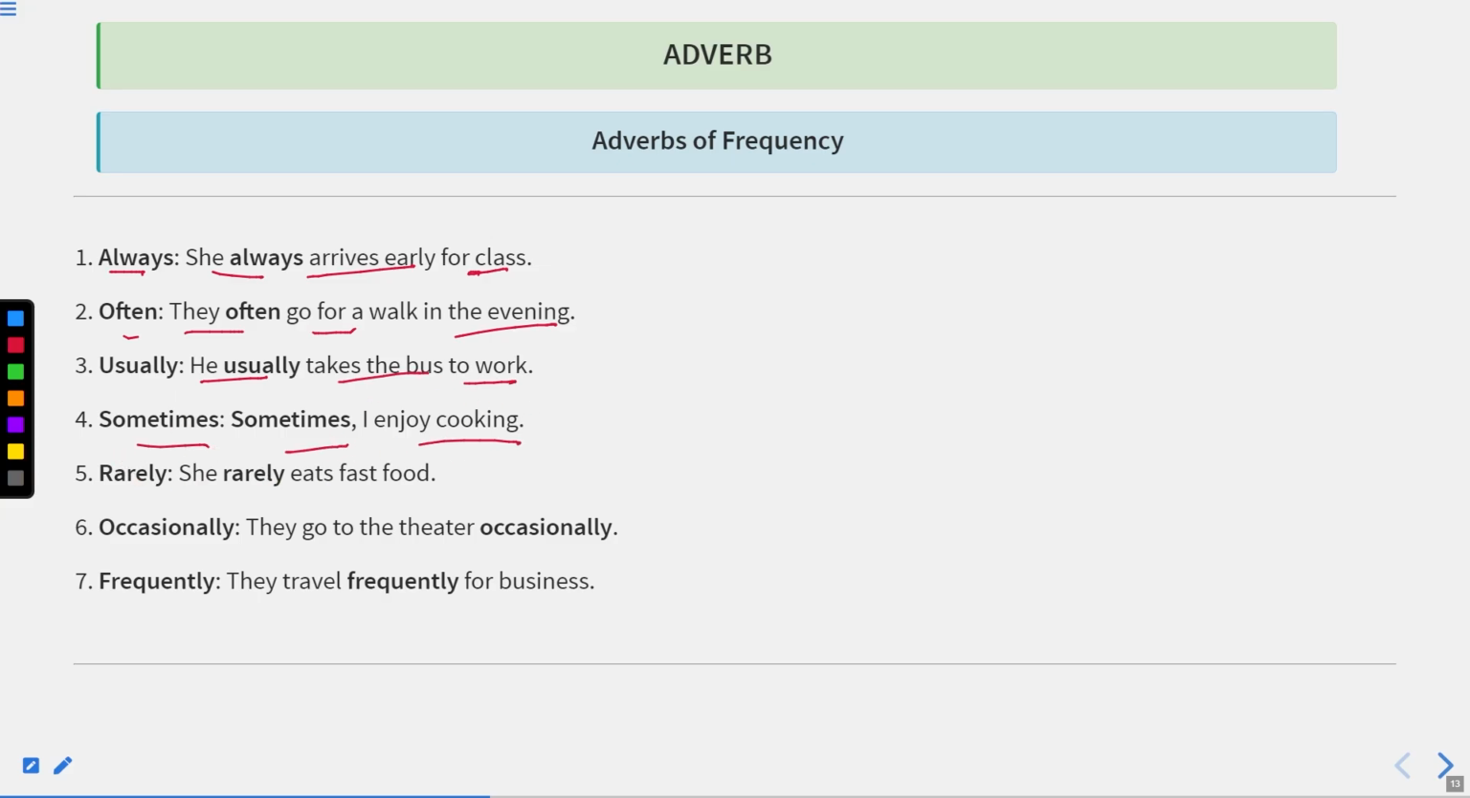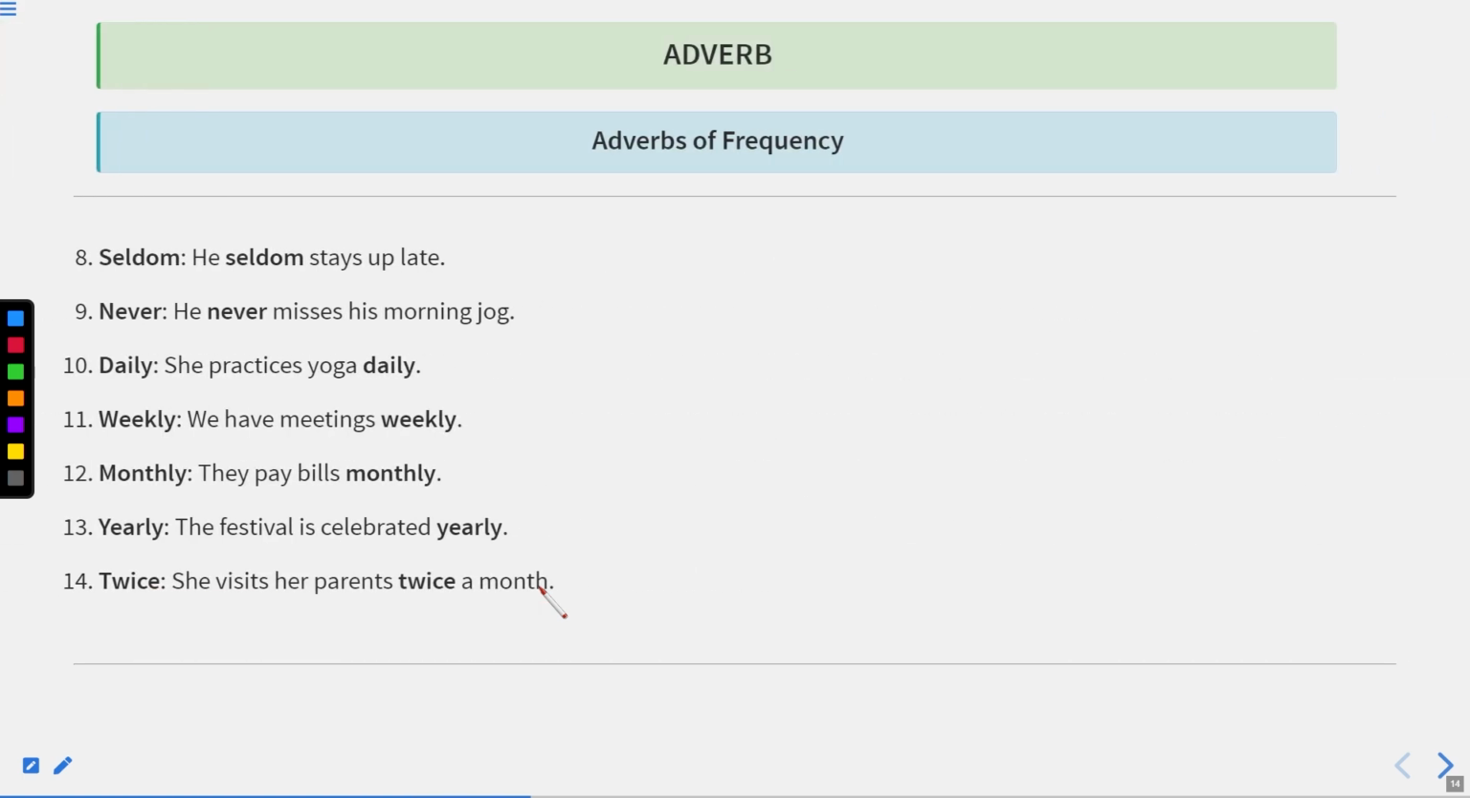Sometimes I enjoy cooking. Okay, she rarely eats food. Rarely means equal to no or equivalent to no. Okay. Occasionally, they go to the theater. Occasionally means on some occasions only. Frequently, they travel frequently for business. Frequently means many times. Okay, it means trip after trip.